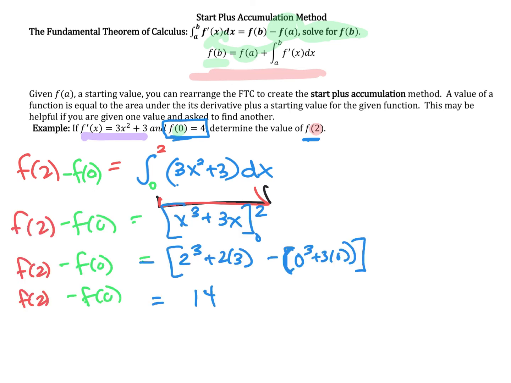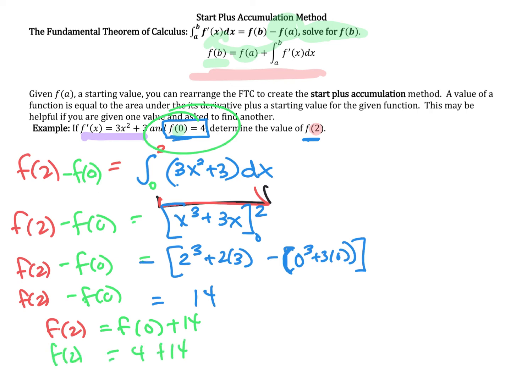So once you completely evaluate the right-hand side, you should get the antiderivative is x cubed plus 3x. You're evaluating that from 0 to 2, so plug in 2, then plug in 0 and subtract. You should get 14. If our goal is to find f of 2, all we really need to do is add f of 0 to the other side. But we know what f of 0 is. f of 0 is 4.